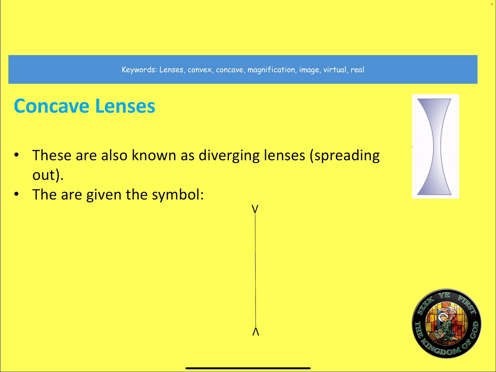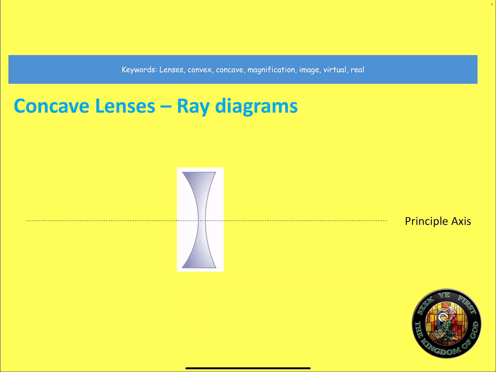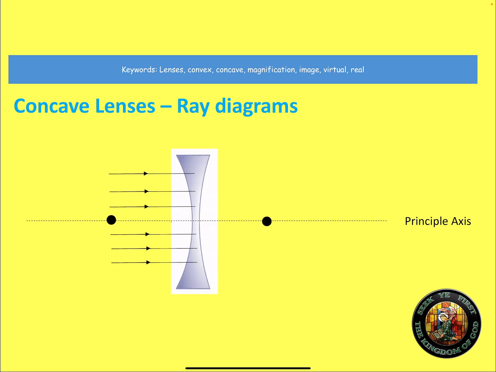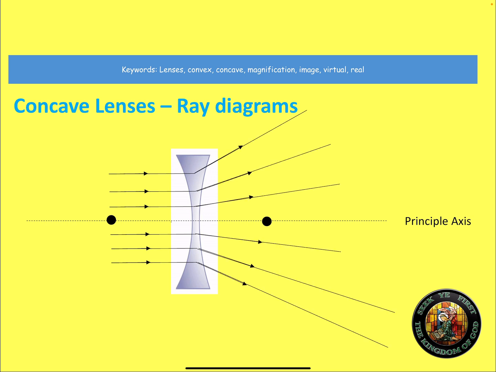If we look at concave lenses, these are also known as diverging lenses, and they're given this symbol. You can see that straight line, but this time the arrows are pointed inwards. There's your principal axis again. There's your principal focus, the same distance on the other side. Focal length. But let's have a look at what happens to these rays now. They spread out. They don't meet at the principal focus. But if we trace them back, you can see where they do meet.